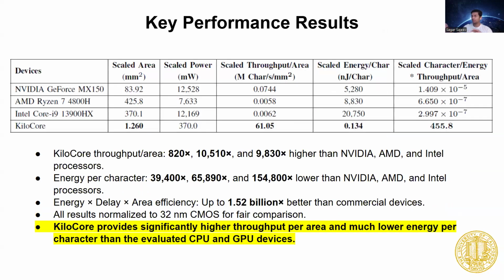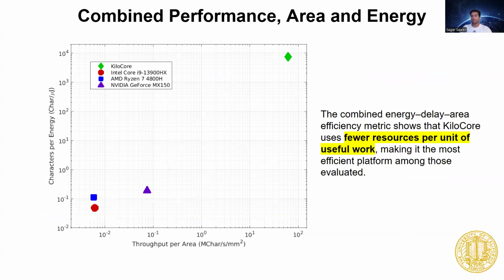Now, I'm happy to go through all of the performance results, but to cut it short, KiloCore performed thousands of times better than the commercial devices in the throughput per area metric. And if we talk about energy efficiency, where we have to drive a low amount of energy for such streaming workloads, KiloCore performed tens of thousands of times better. All the results were normalized to 32 nanometer CMOS for fair comparisons, and the scaling references are provided in my conference article.